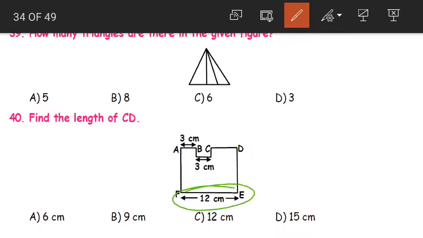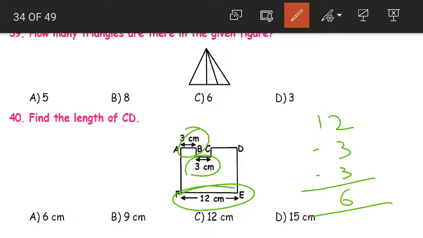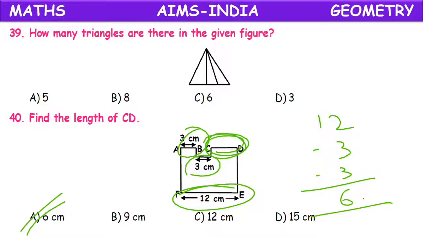Or simply from the entire 12 you can do minus 3, then again minus 3. When we do, we'll get our final answer as 6 centimeters. You can do it that way directly. This is remaining, right? The remaining is 6 centimeters. That is nothing but option A.